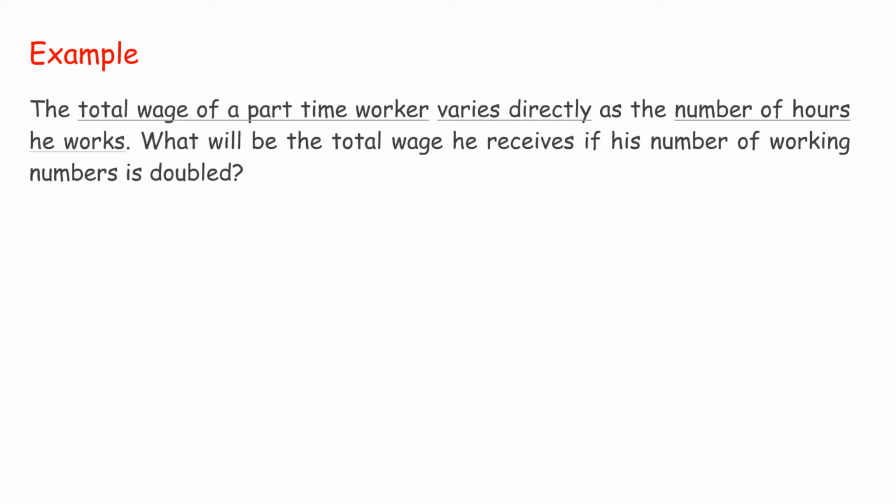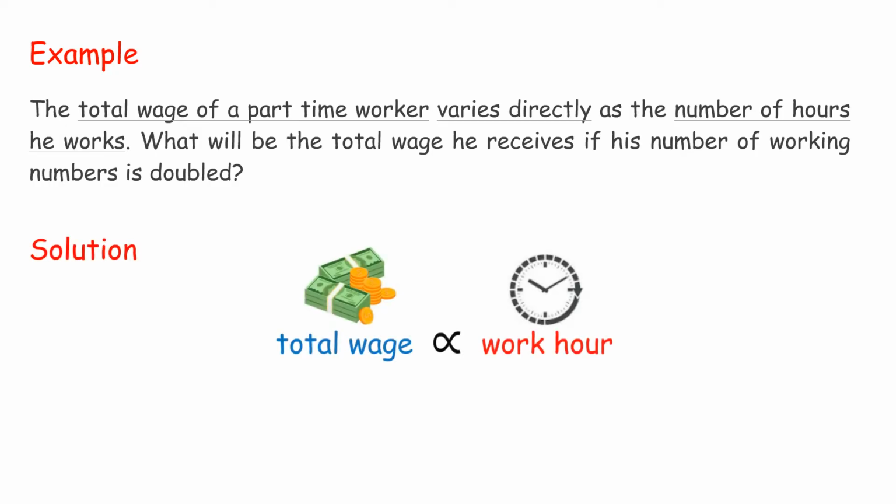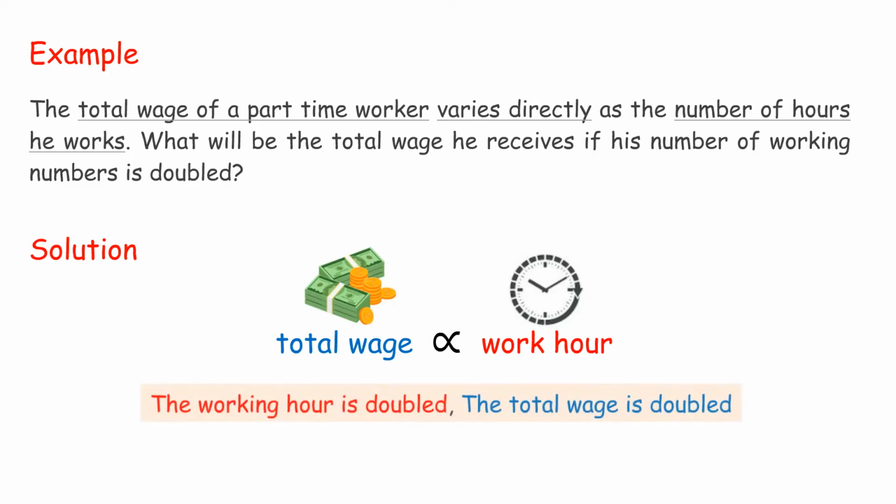Example: the total wage of a part-time worker varies directly as the number of hours he works. What will be the total wage he receives if his number of working hours is doubled? Solution: since his working hours is doubled, increased by the same factor, thus, the total wage is also doubled.